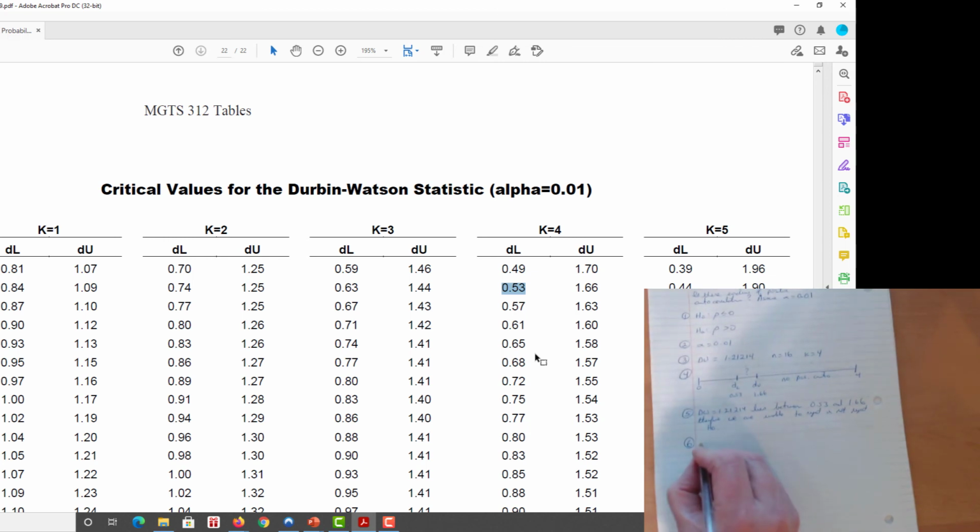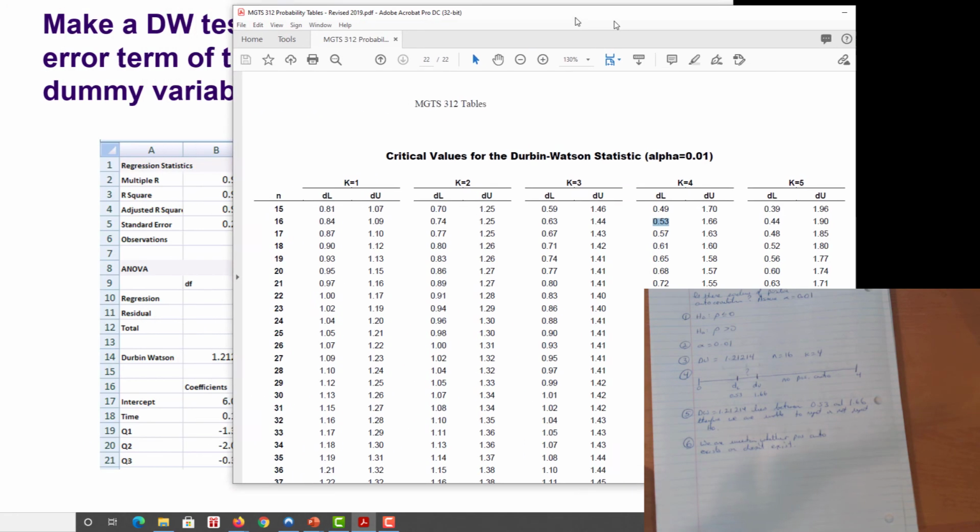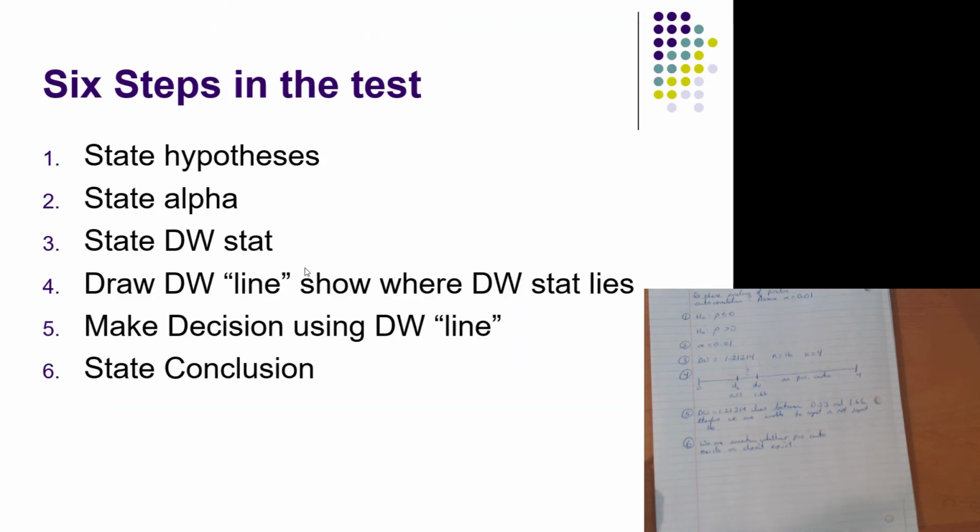So step 6, we are uncertain whether positive autocorrelation exists or does not exist. Just not sure, right? And that's what the not sure looks like. So that's a little bit of a unique situation with the Durbin-Watson test that's different than all the rest. Okay, let's pull off that table and we'll just chat about the rest of this.